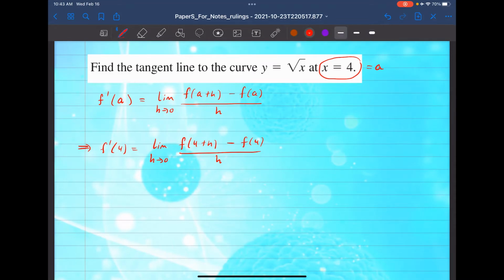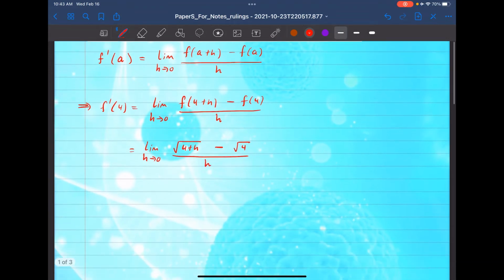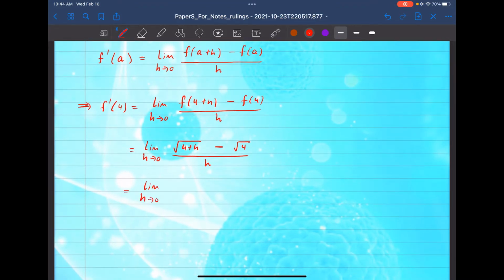We have the limit as h approaches 0 of, so plug in 4 plus h into your function, replacing x, that'll be square root of 4 plus h minus f of 4, so evaluating the function at 4, all over h. And then just simplify this algebraically. We have the limit as h approaches 0, square root of 4 plus h minus, well, we know square root of 4 is 2, divided by h. Now here we might have to use some algebraic technique to simplify this limit.